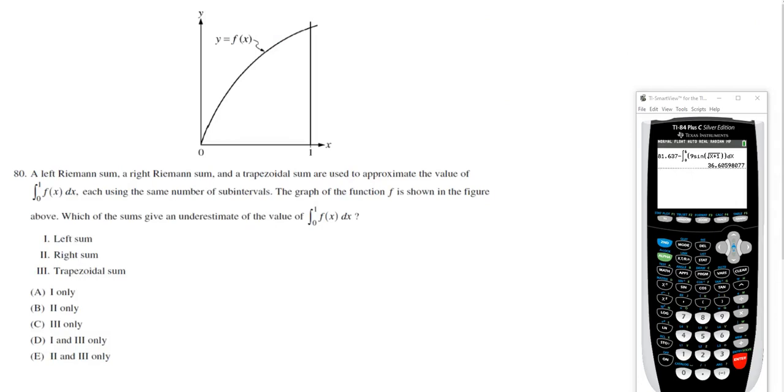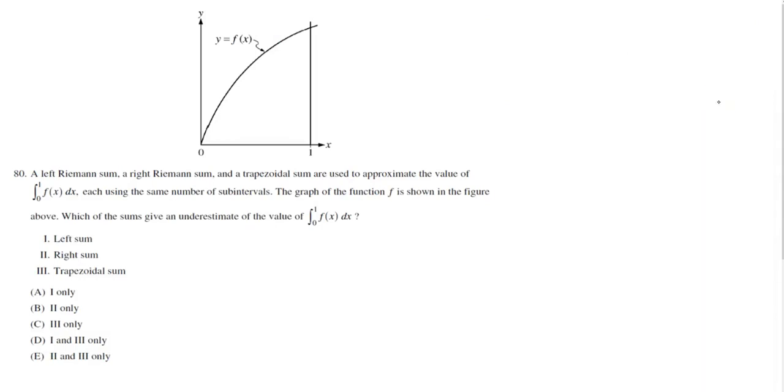Question 80. A left Riemann sum, a right Riemann sum, and a trapezoidal sum are used to approximate the value of the actual area, right? The integral from 0 to 1 of f of x dx, each using the same number of subintervals. The graph of the function f is shown in the figure above. Which of the sums gives an underestimate of the actual area? So the integral would give me all of that area filled in, right?